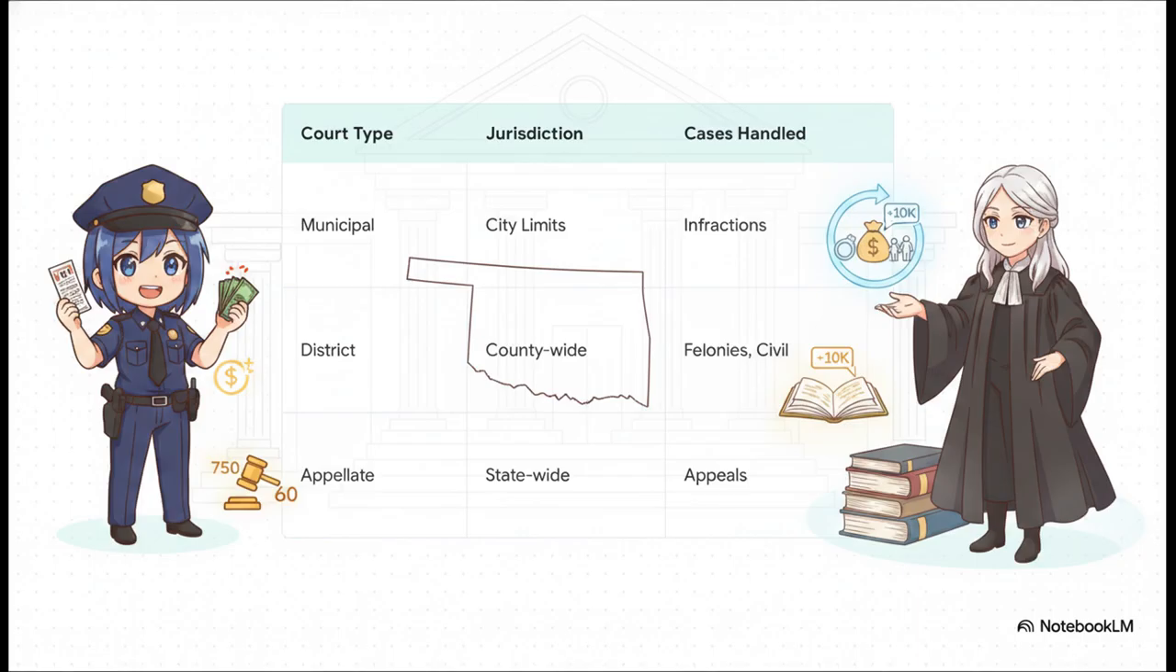But if you're doing a deep dive into more serious matters in Cleveland County, district court is absolutely your target. They handle the heavy lifting: felonies, major civil lawsuits over 10 grand, family law, probate. Appellate courts, meanwhile, are statewide and handle the appeals. Pinpointing this exact right tier is going to save you hours of frustrating, fruitless searching.